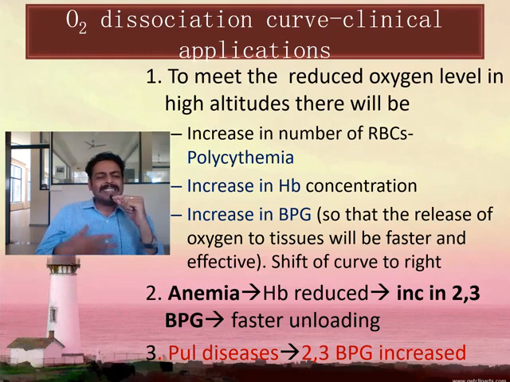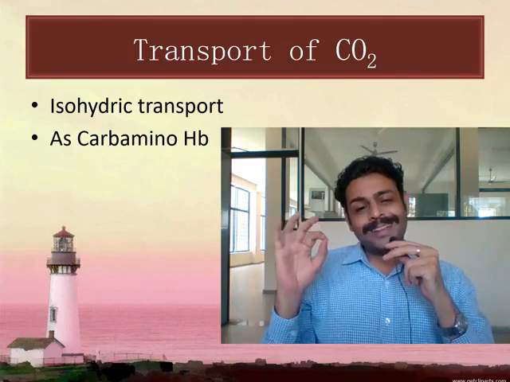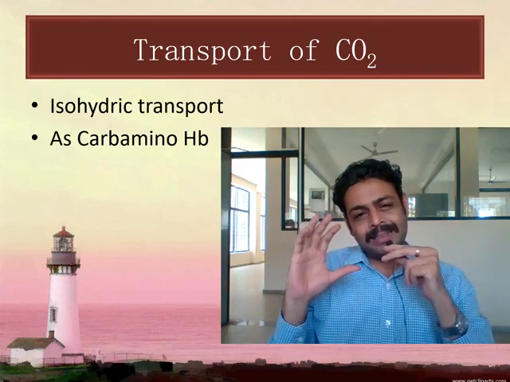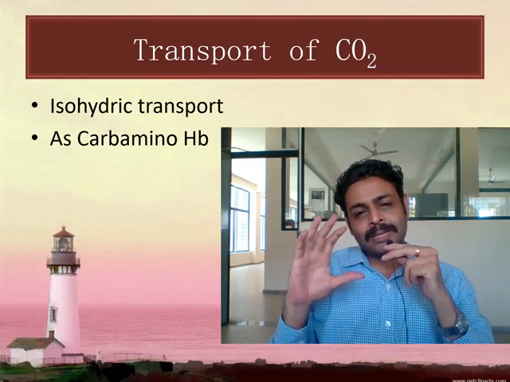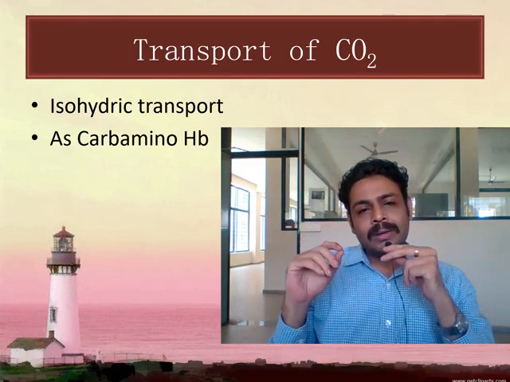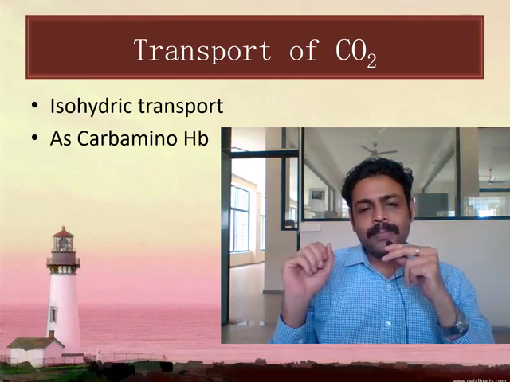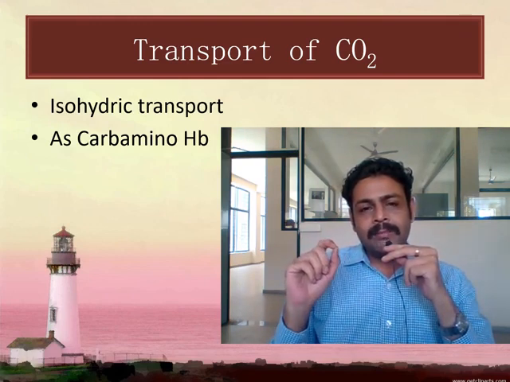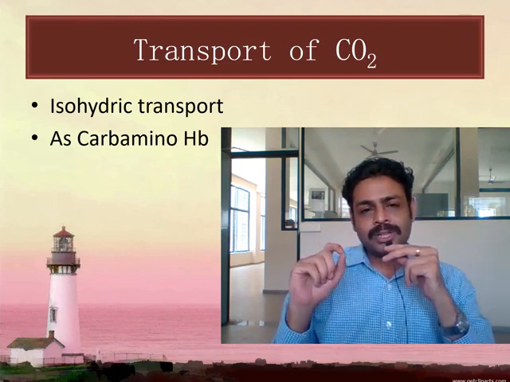And in pulmonary diseases, some lung function will be affected, so here also the delivery will be defective. So 2,3-BPG will be increased. We have seen until now what hemoglobin is, how iron is attached to the heme molecule in hemoglobin, how oxygen is transported here, and finally, what the factors affecting the oxygen dissociation curve are.